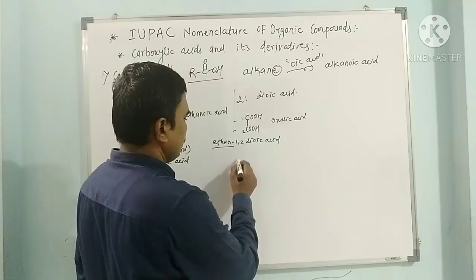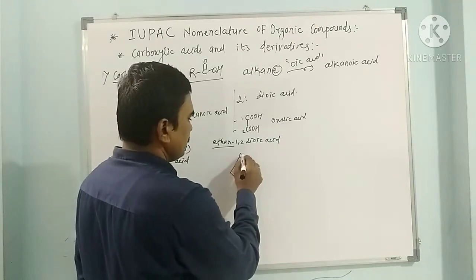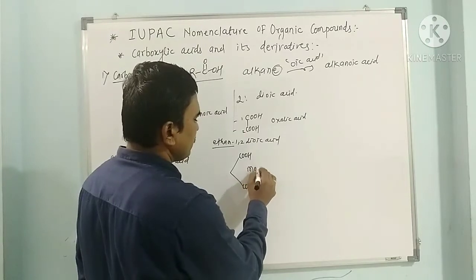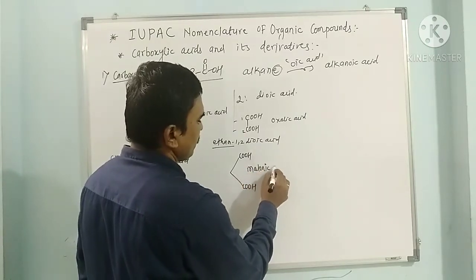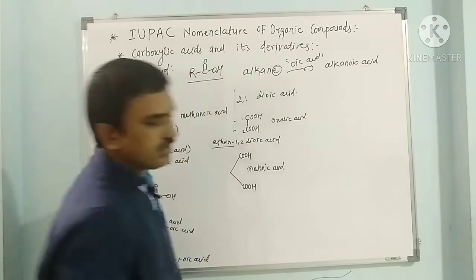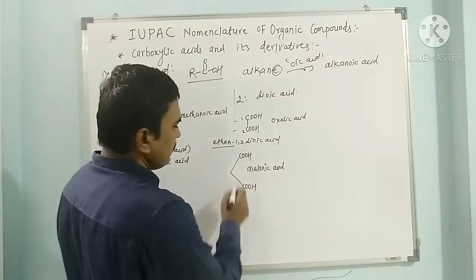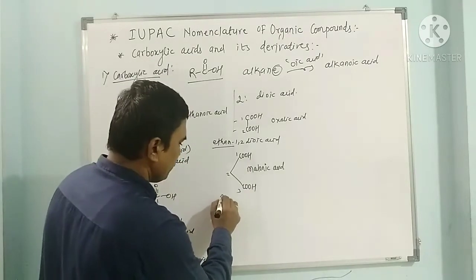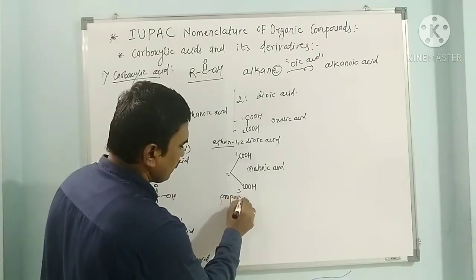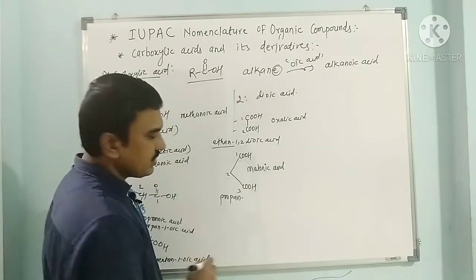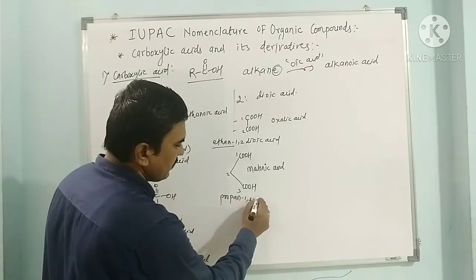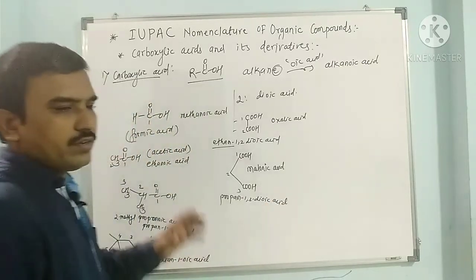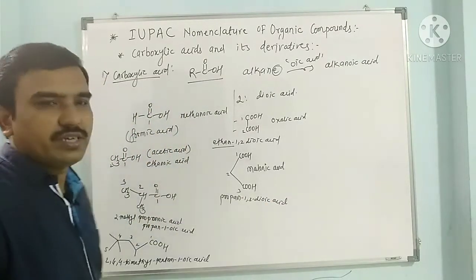If CH2 is between two COOH groups, this is called malonic acid. In this malonic acid, carbon 1, 2, 3, 3 carbons are there. So it is propane, and 1 and 3 are the carboxy carbons. So it is propane 1,3-dioic acid. Now we have hexane dioic acid, which is adipic acid.